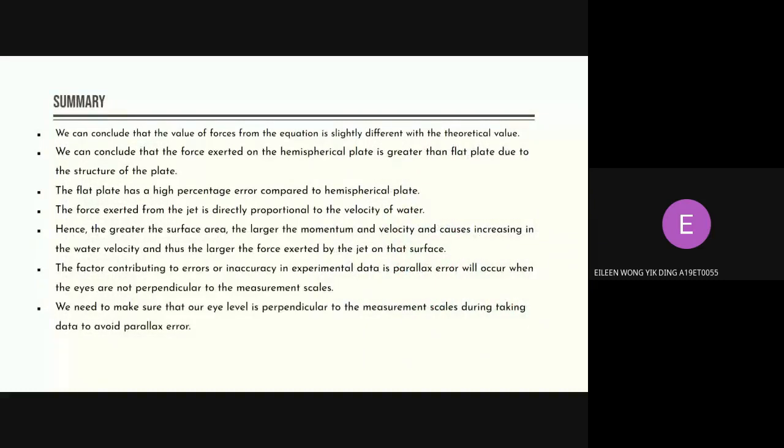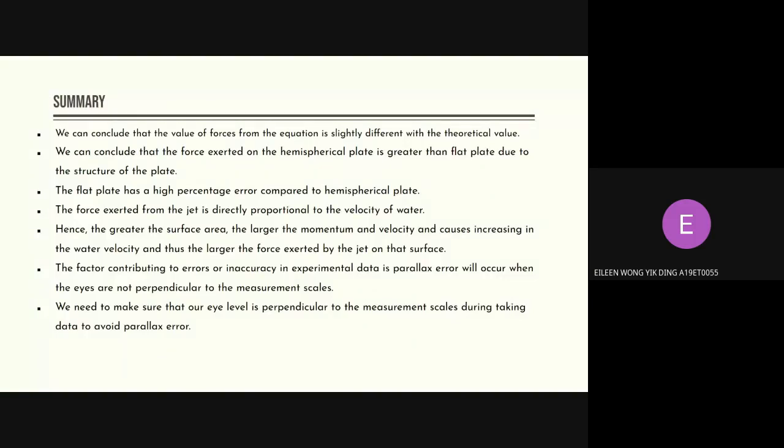In summary, we can conclude that the value of forces from the equation is slightly different from the theoretical value due to the error or inaccuracy of the measurement scale. We also can conclude that the force exerted on the hemispherical plate is greater than on the flat plate due to the structure of the plate. The flat plate has a high percentage error compared to the hemispherical plate.